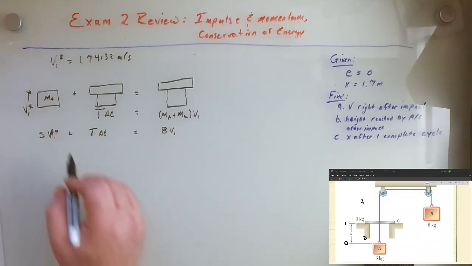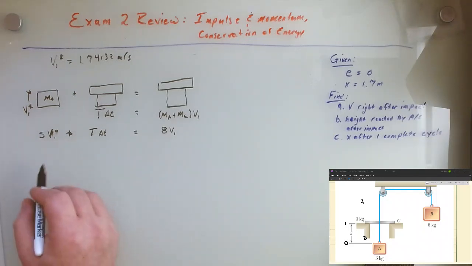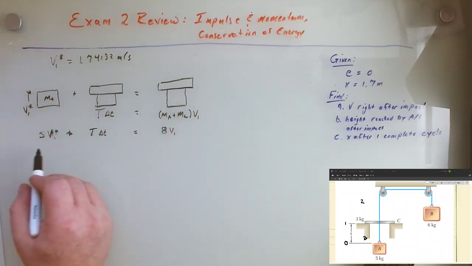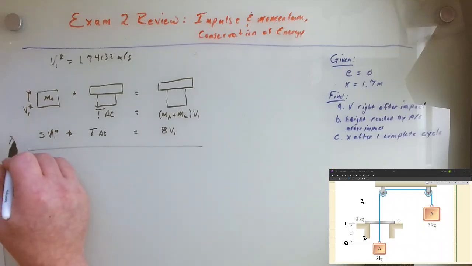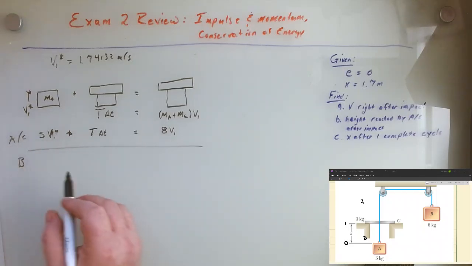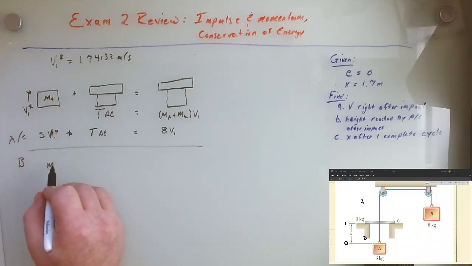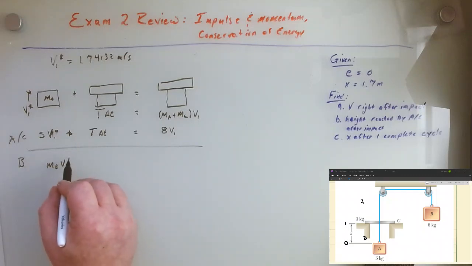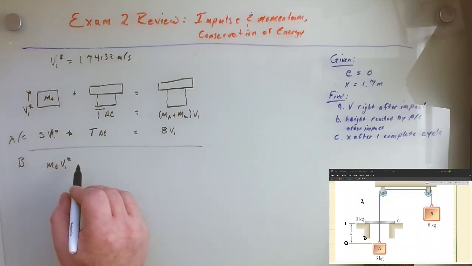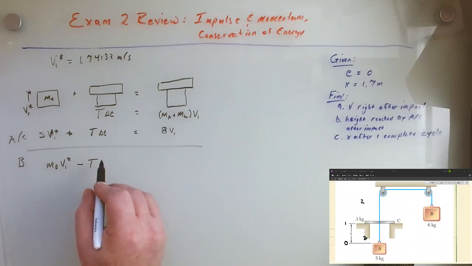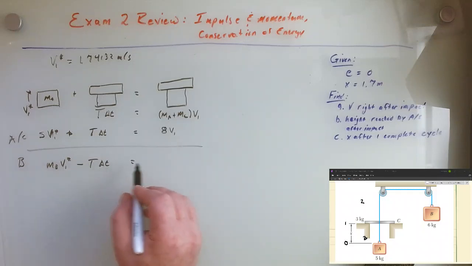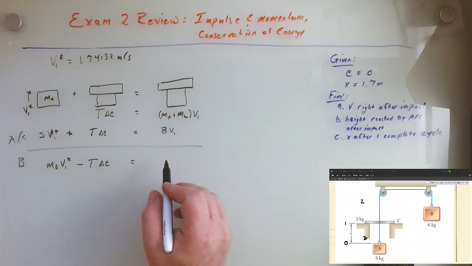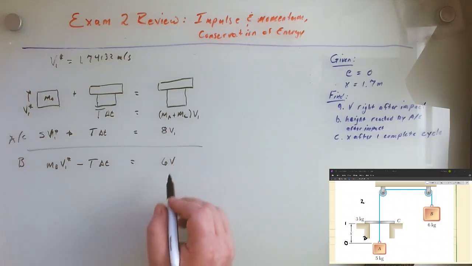Okay. All right. So if we look at the B block, then we don't really need this. Nothing's changing. But what we can say is, so this is for A and C. For B, then it's MB and then V1 star, because they're moving at the same rate, and then this is going to be minus T delta T equals, and we have 6 times V1.